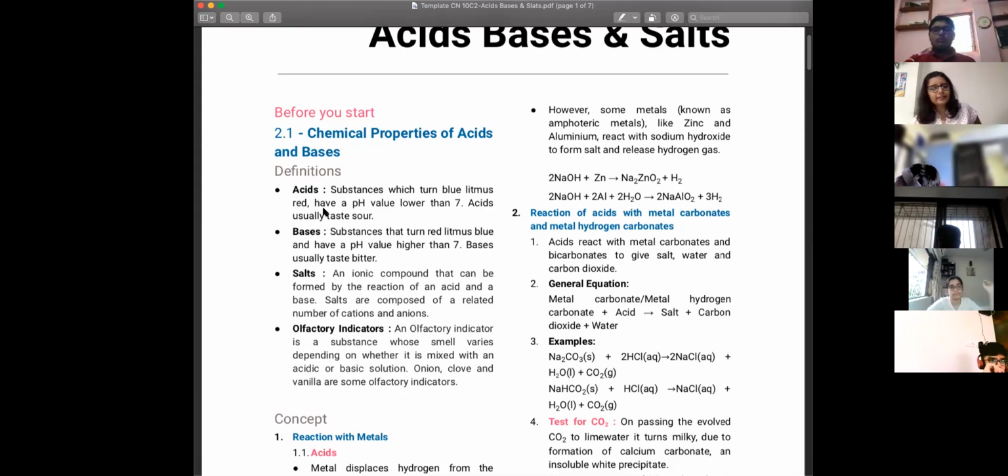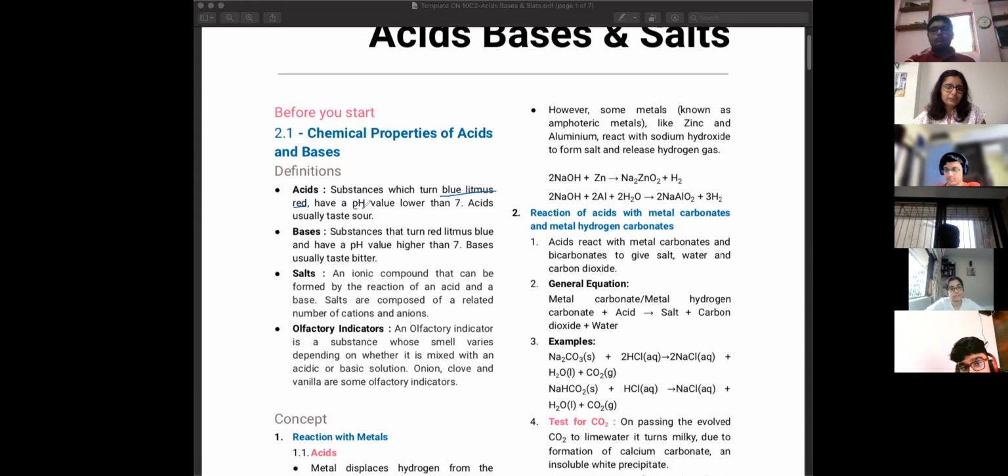Technically though, you can't just deal with food items. You have to get down to figuring out what acids are to be able to make good decisions, like what to use in place of what. So chemically, acids are substances which turn blue litmus red, have a pH value lower than 7, and usually taste sour. Blue litmus red, and pH value lower than 7.